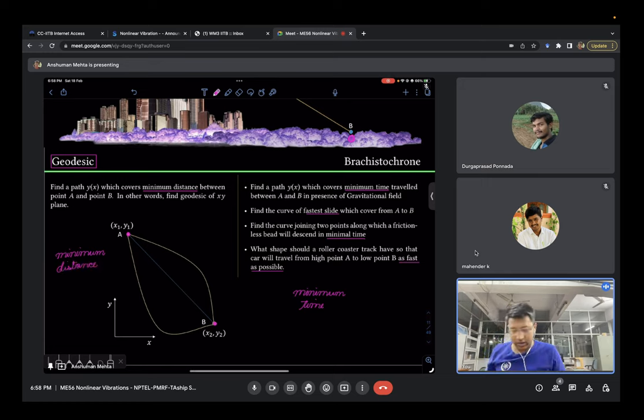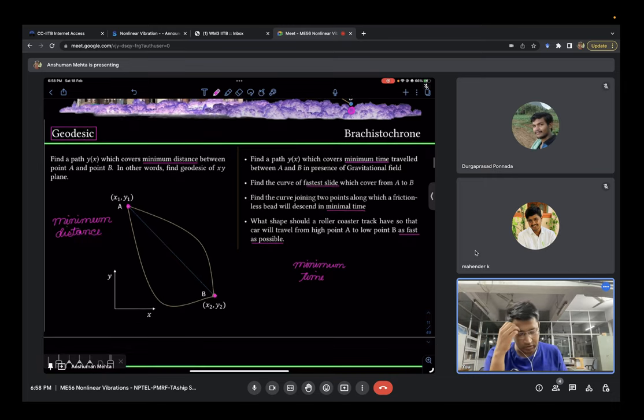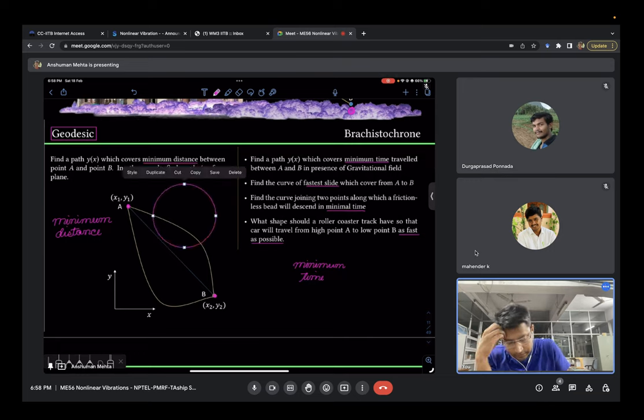Now this is a very interesting question. It looks like a very simple question: find the minimum distance. But on Earth, if the plane is not flat, let's say Earth is a sphere and you want to go from point A to point B on Earth, will that still be a straight line?